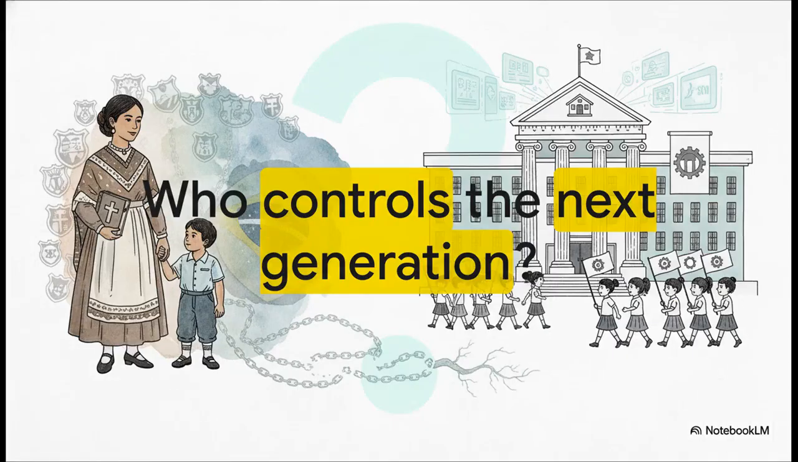And this is where the argument really comes full circle. The source poses this question to hammer its point home. If mothers are trapped at work and their kids are in state schools, the video's conclusion is that control over the values and minds of the next generation has been completely transferred from the family to the state.